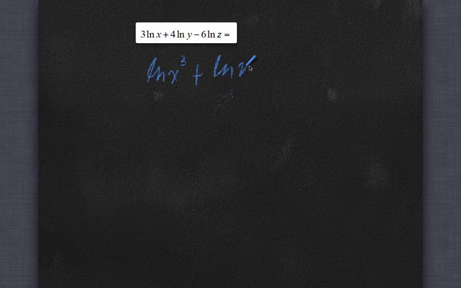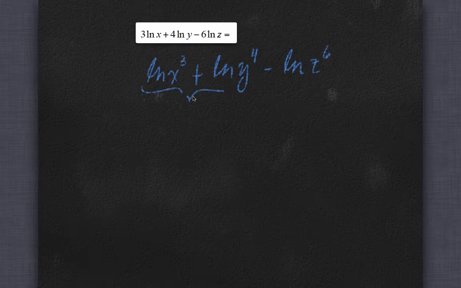Okay, so the first thing is I can't combine these as long as they have numbers on the outside. It has to be just log blah plus or minus log blah plus or minus log blah. So I've got to get those out first. So natural log x cubed, natural log y to the 4th, natural log z to the 6th, like that. And then I can combine these first.